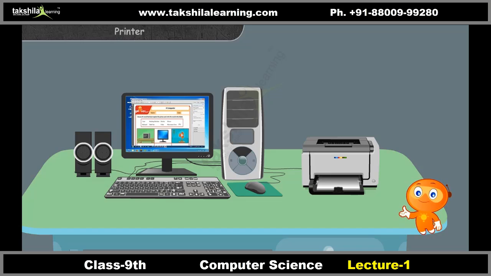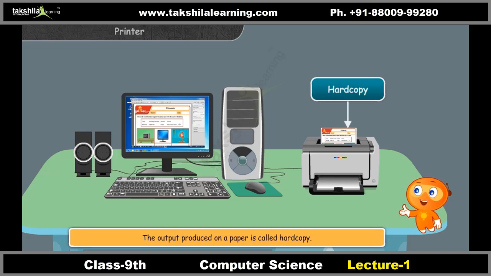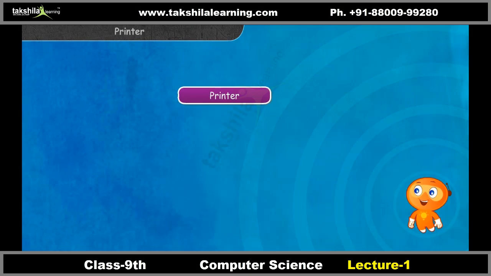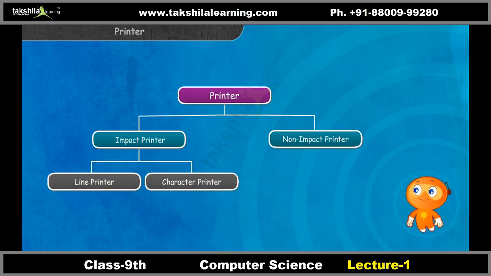Now let us learn about another output device, the printer. The display on the computer screen can be printed onto a paper by using the printer. The output produced on a paper is called hard copy. Printers are of two types: impact printers and non-impact printers. The impact printers are again of two types: line printers and character printers.